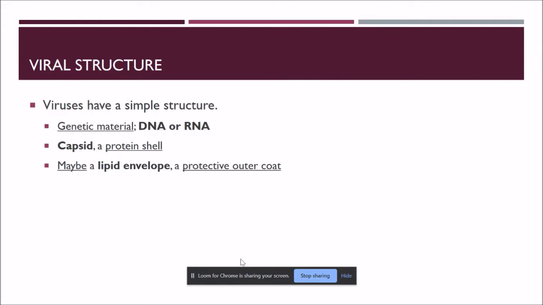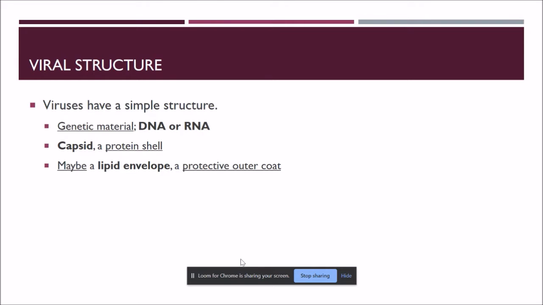They are much smaller than a cell, so they are not going to have a lot of things in them. First of all, they need the genetic material. That is pretty essential. They have their genetic information encoded in either DNA or RNA, depending on the virus. Then they need something to protect that genetic material against the outside world. To do that, they have a protein shell, also called a capsid, which will transport the DNA or the RNA from one cell to the next.